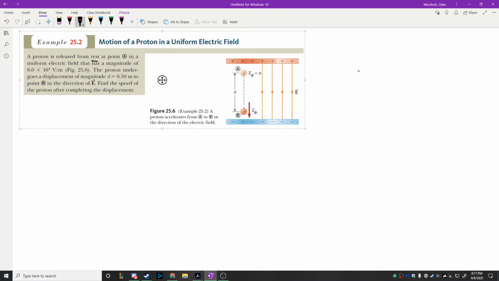And it says that it's released from rest, right? Oh, and it says right there, VA is 0, and we want to find VB. Any questions about the setup of this problem?